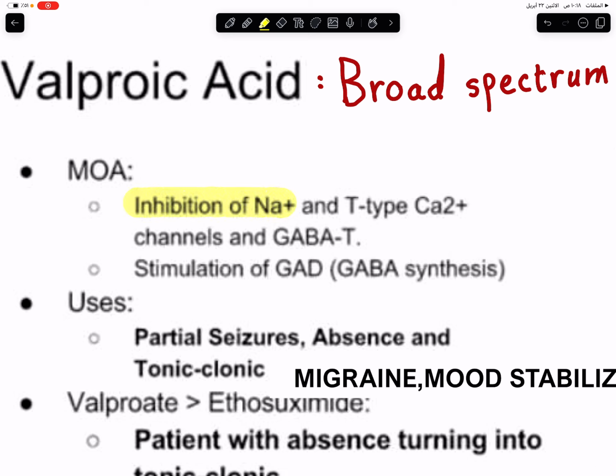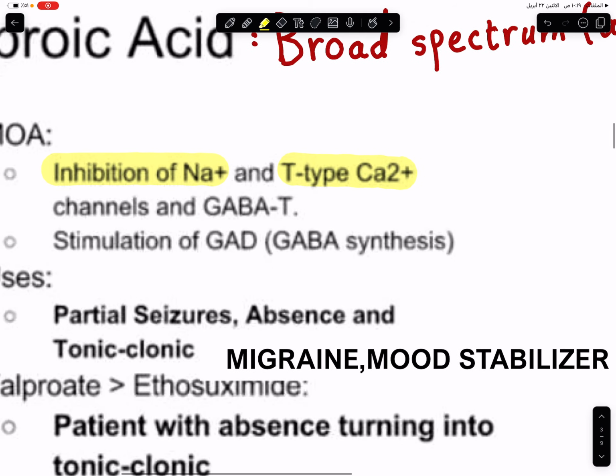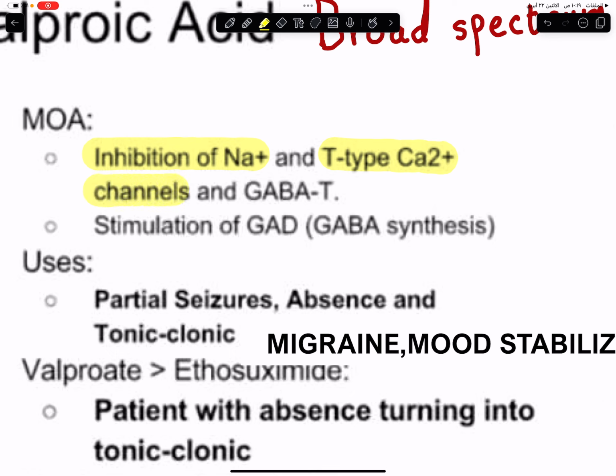Second one, it will inhibit GABA T, as you were discussing with Dr. Fatwi. GABA stands for? GABA itself is an abbreviation for gamma amino butyric acid. It is an inhibitory neurotransmitter, and it is one of the reasons that when it is released or stimulated in our brain, we get sleep.